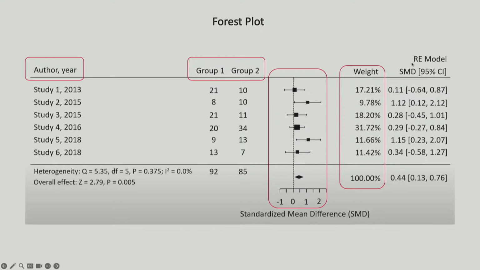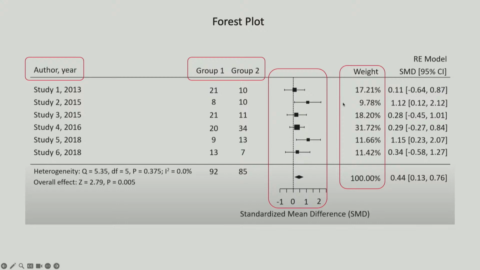Now come to the last column. In the last column, you will see some figures. This is SMD, which means standardized mean difference. RE means random effect model, we'll come to this later, and 95% confidence interval. So this is the standardized mean difference, 0.11, and 0.64 to 0.87 is the confidence interval. The wider the confidence interval, the less the precision.